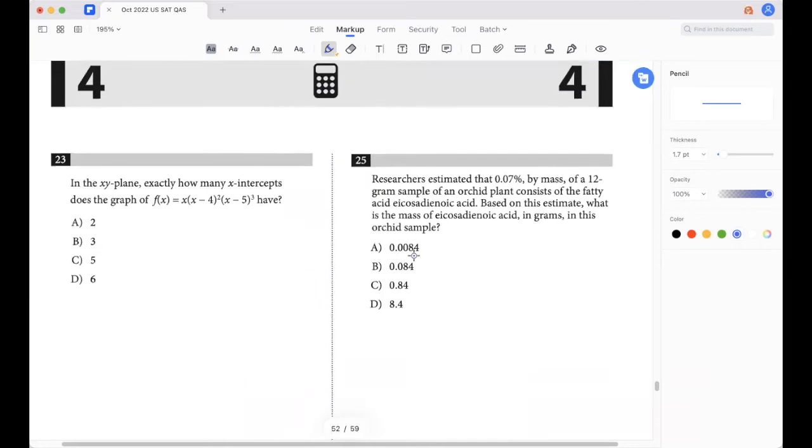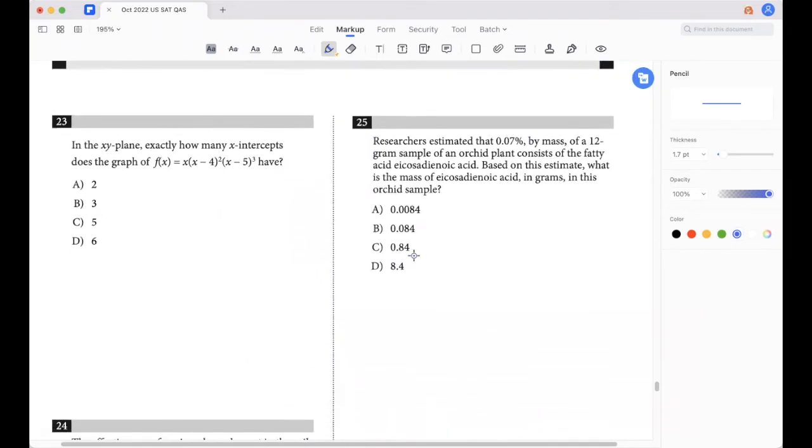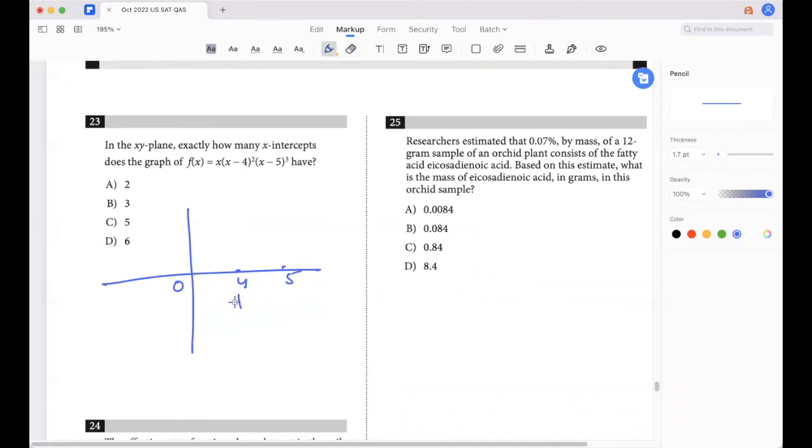In the xy plane, how many x-intercepts does the graph of this have? Right. So x equal to 0, x equal to 4, and x equal to 5. So it will be 3 x-intercepts because there is a repeated root here and a repeated root here. So that will just turn from the graph, right? And the degree is 6. So it will come like this, I think. We'll turn here and we'll go something like this. So obviously this will stay a little longer at 5. So there'll be 3 x-intercepts.